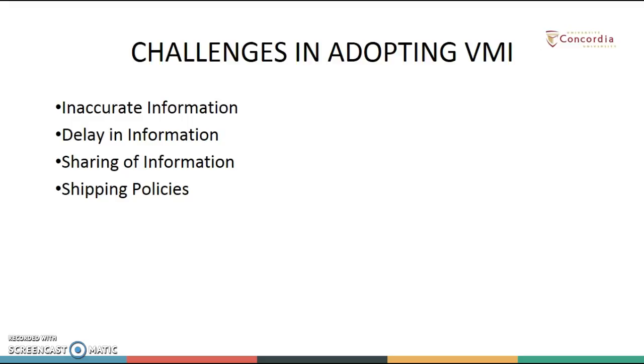The last challenge is the shipping policy. Currently in this system, there are two shipping policies that are being used: the time-based shipping policy and the quantity-based shipping policy. In the time-based shipping policy, the product is shipped from the plant to the distribution center at regular intervals. In the quantity-based shipping policy, the product is shipped only when the order reaches an economical quantity.